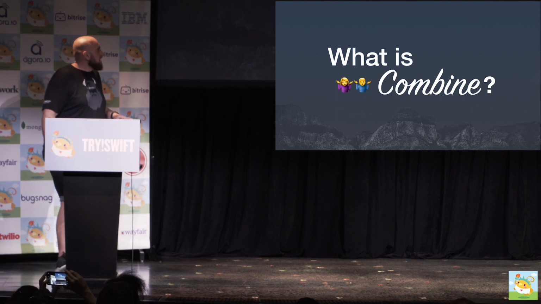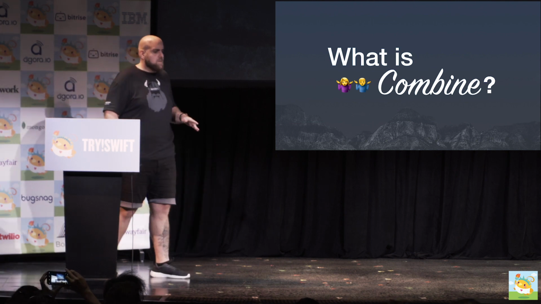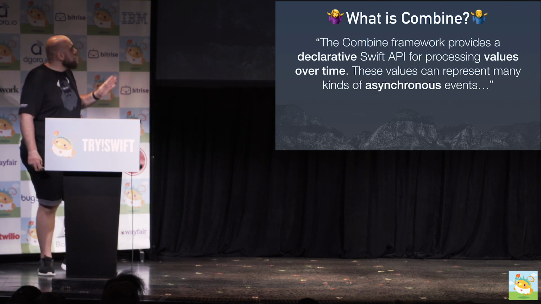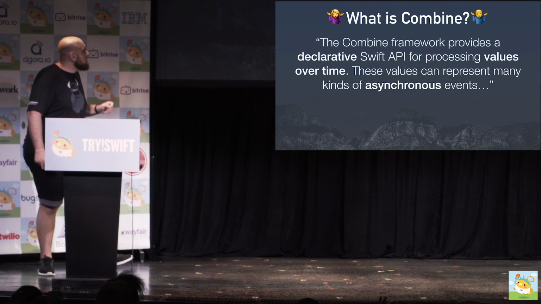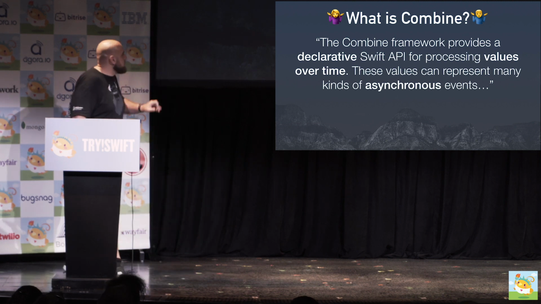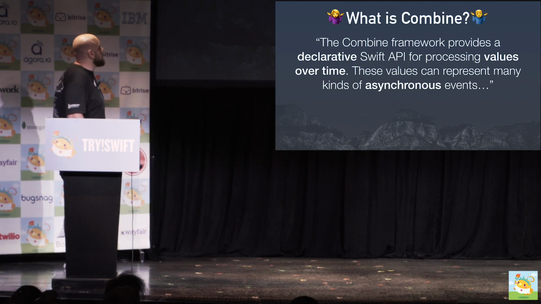What is Combine? I always like to start with the textbook definition. Combine is a framework that provides a declarative Swift API for processing values over time. And these values can represent many kinds of asynchronous events and work. But I really want to focus on the word asynchronous here.